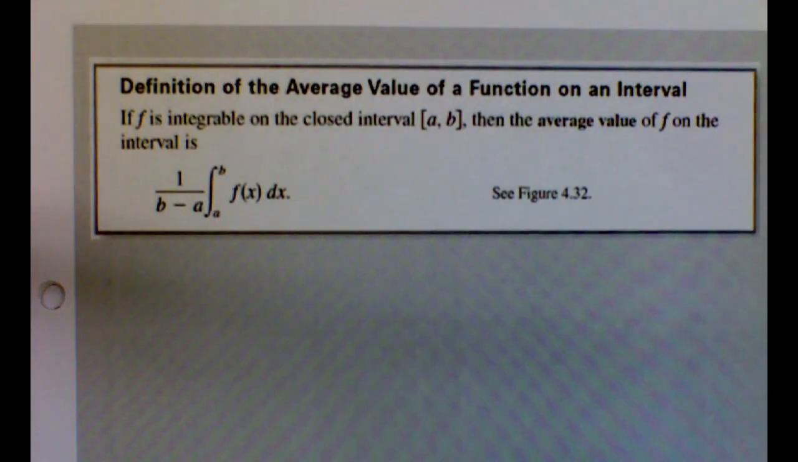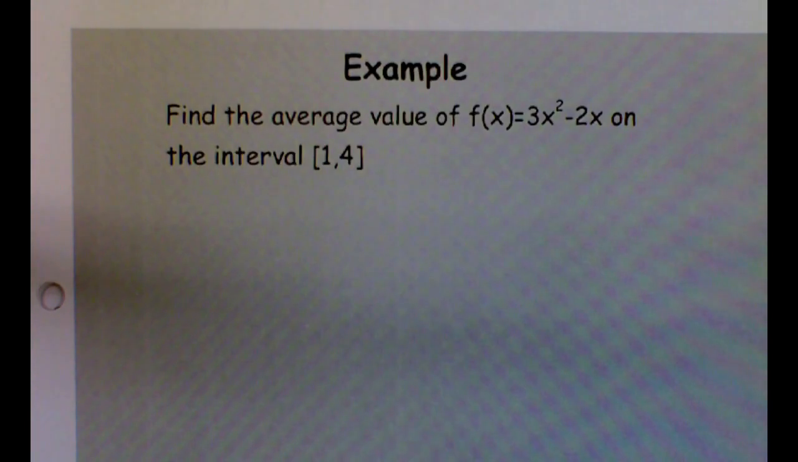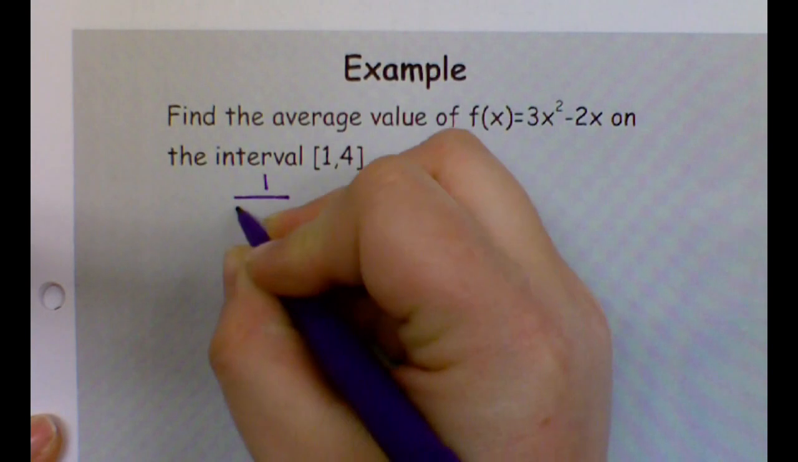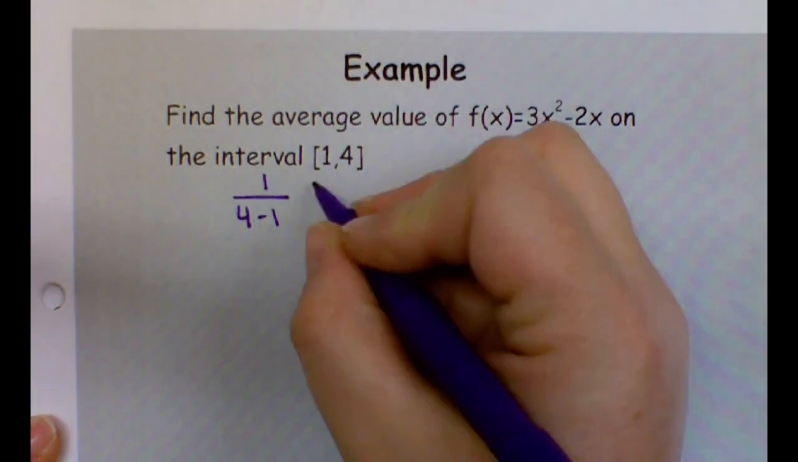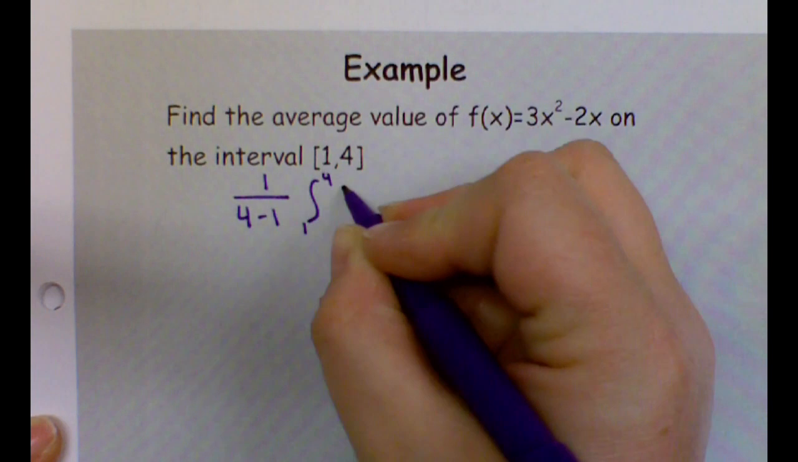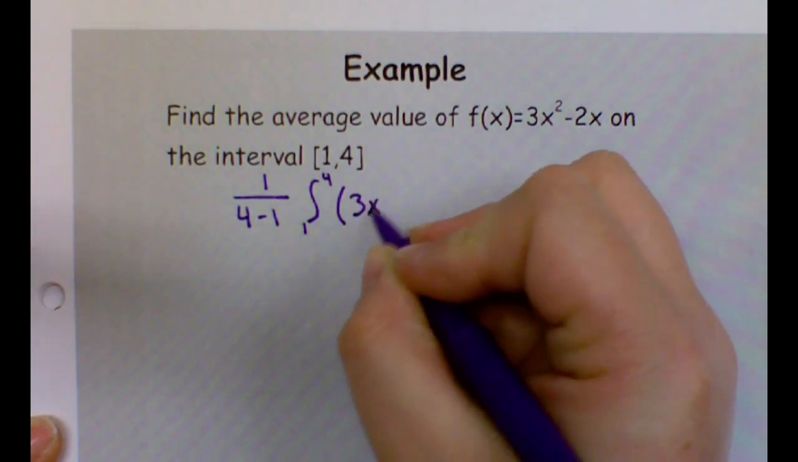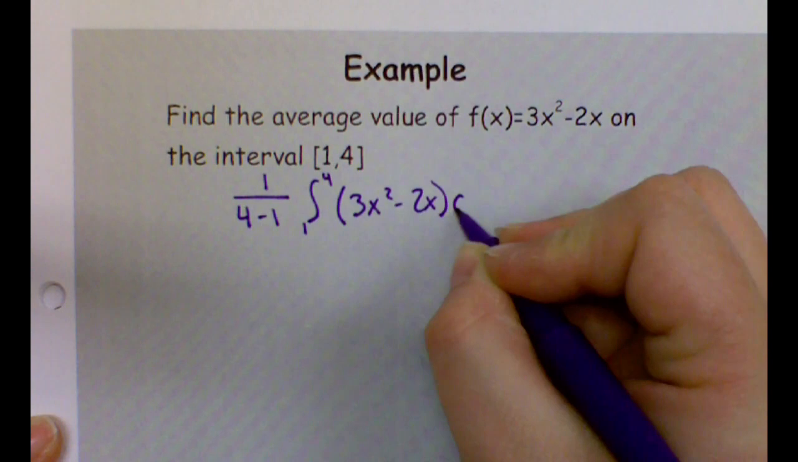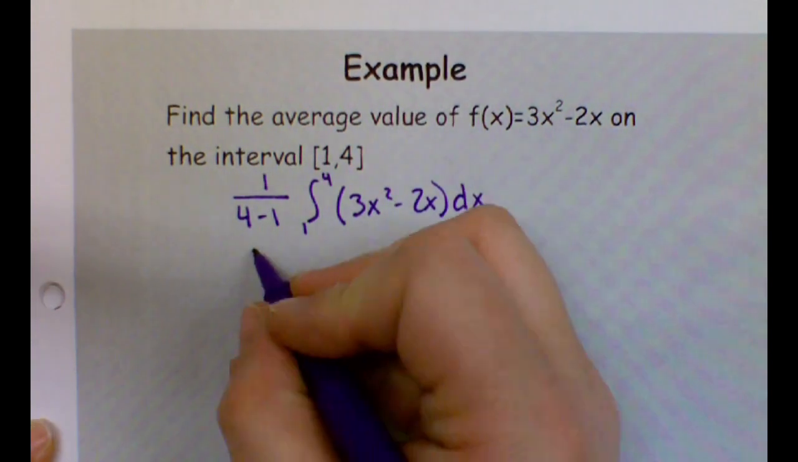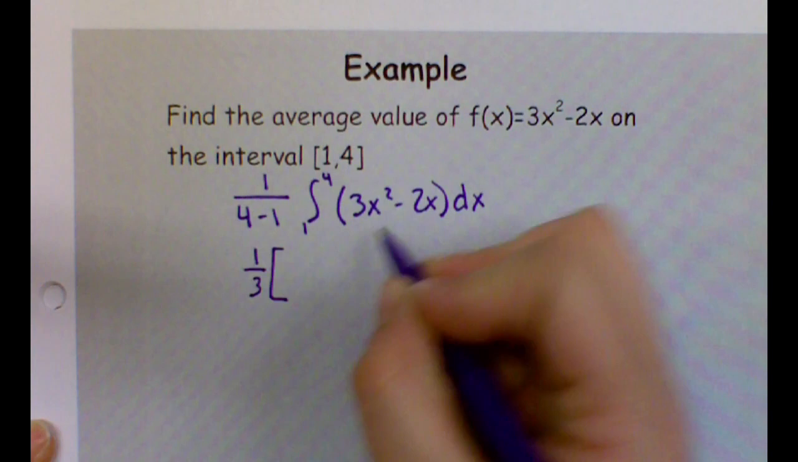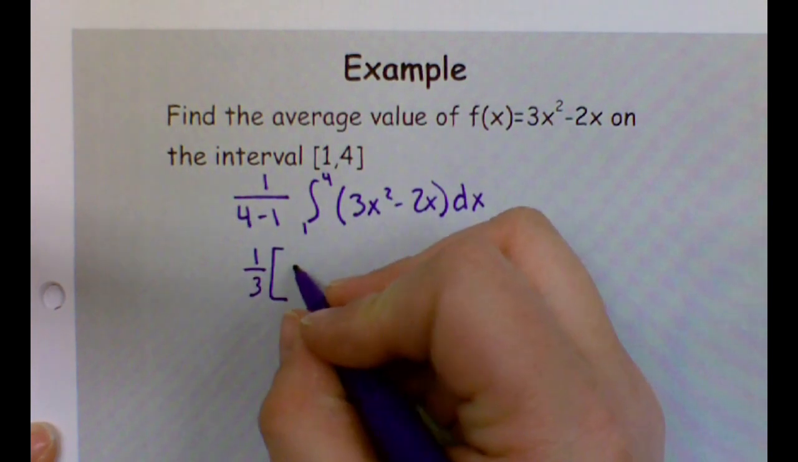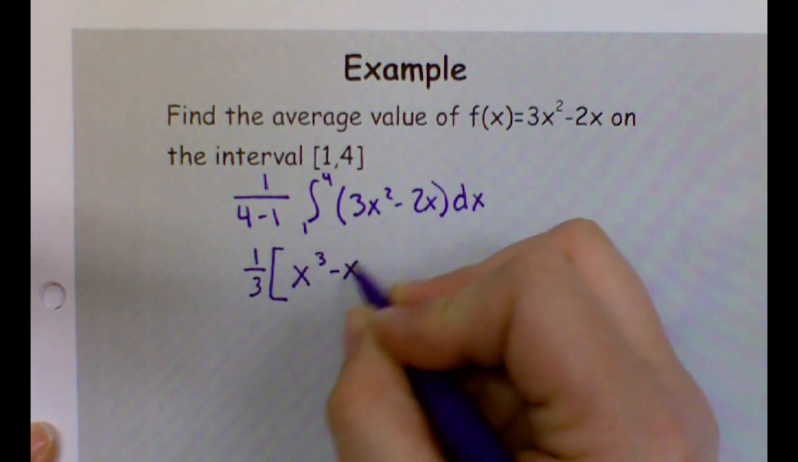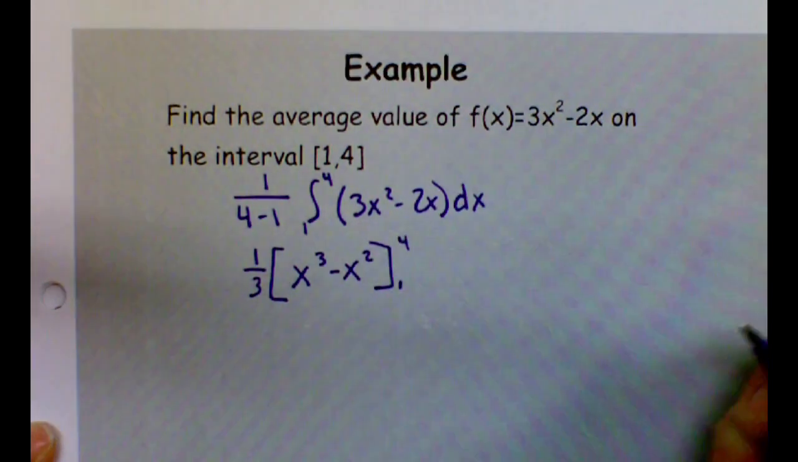So we take 1 over the difference times the integral. Let's find the average value of f of x equals 3x squared minus 2x on the interval 1 to 4. We start with 1 over 4 minus 1 times the integral from 1 to 4 of our function, which is 3x squared minus 2x dx. So we have 1/3 times the antiderivative, which is x cubed minus x squared, from 1 to 4.